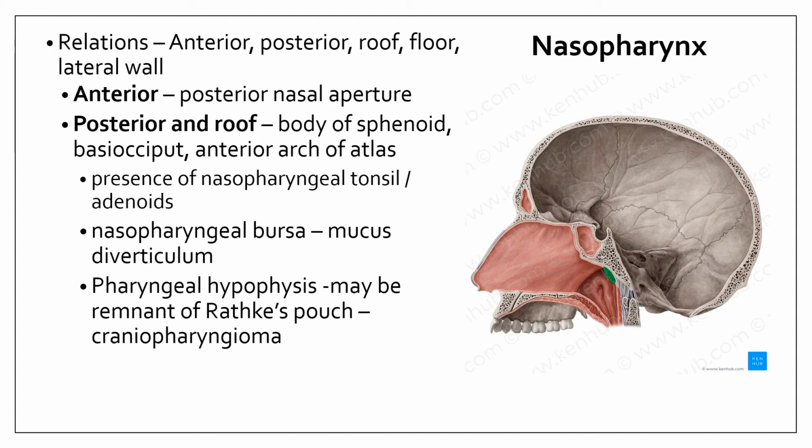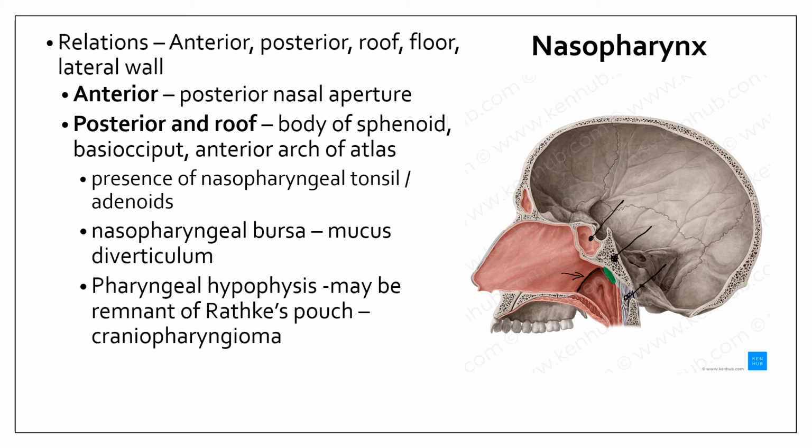Now anteriorly what we are seeing is this portion is the posterior nasal aperture or the choanae. Posterior wall and the roof together, they are formed by the body of the sphenoid. Then there is the slope where the basi-sphenoid and the basi-occiput meet. So this part, and below that is the anterior arch of the atlas. These are forming the roof and the posterior wall of the nasopharynx. Now what is present in this posterior wall?